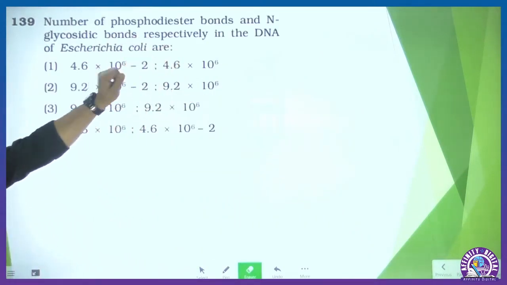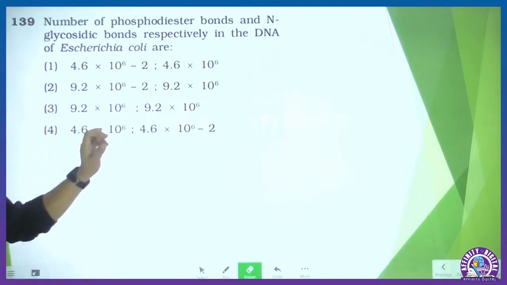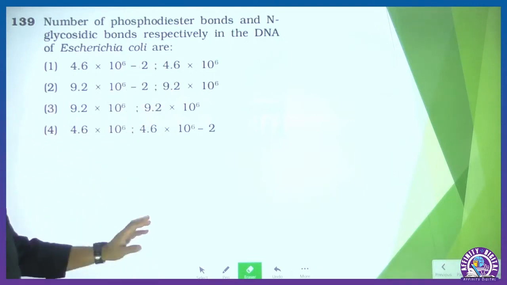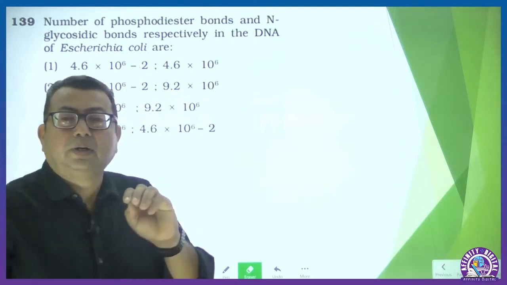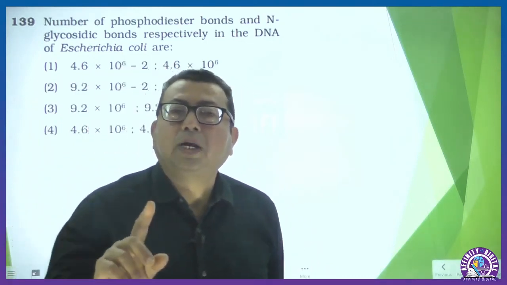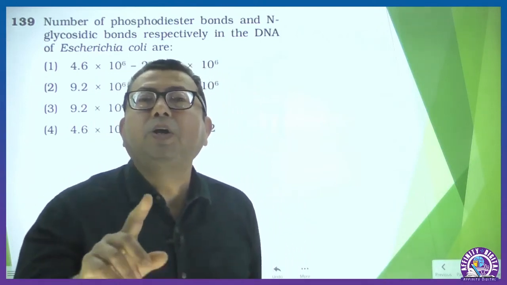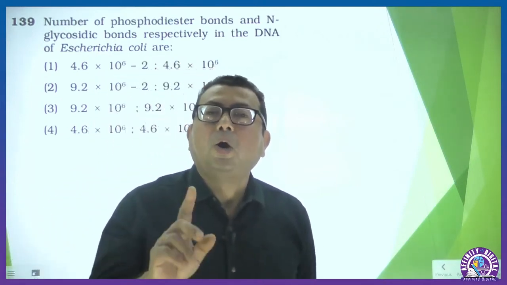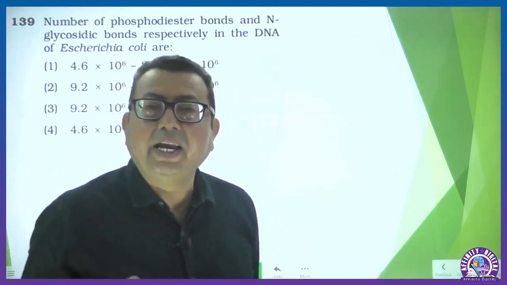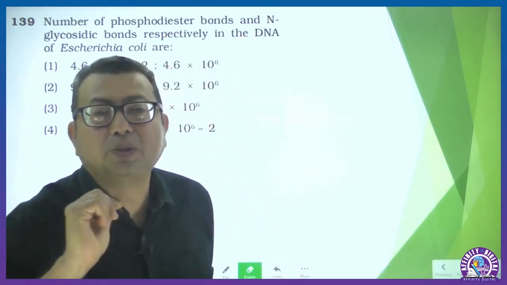Now, look at this question. This is a question on the molecular basis of inheritance chapter. Acha, related to the number of phosphodiester bonds and glycosidic bonds. Dekhiye, aap log ne padha hai ki the total number of phosphodiester bonds in a polynucleotide chain of a linear double-stranded DNA is equal to the total number of nucleotides minus 1.